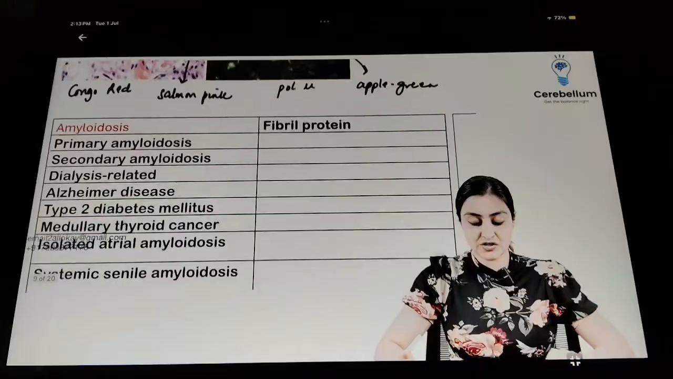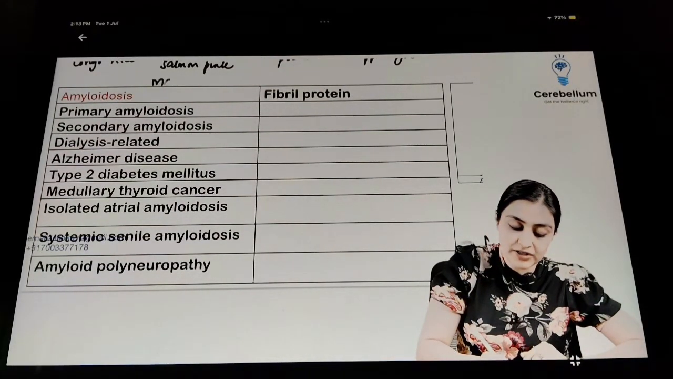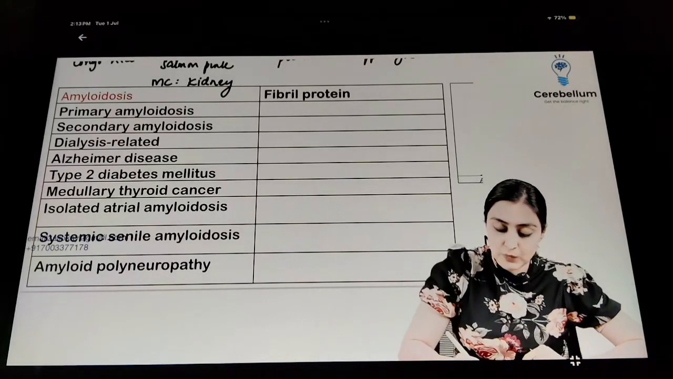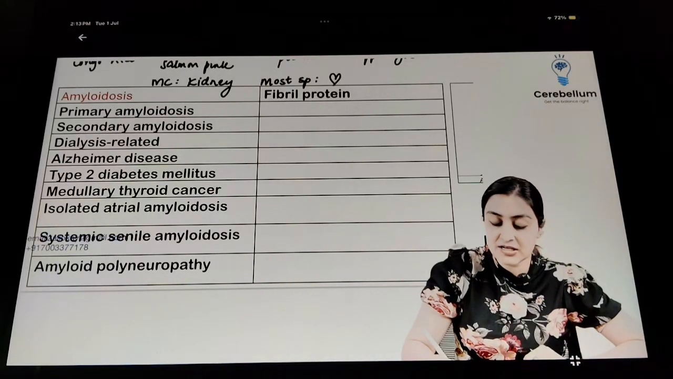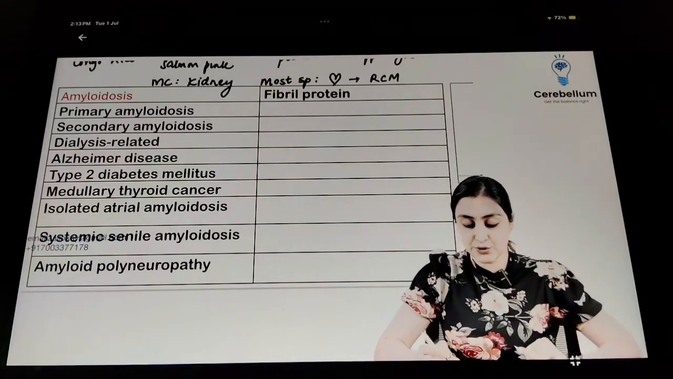The more important questions here are, what is the fibrillary protein that gets deposited? Before I go into the proteins, remember the most common organ affected by amyloid is the kidneys, and we have seen that appearance as waxy kidney in renal. But the most specific organ is the heart, and there we see a restrictive cardiomyopathy pattern, which is also a repeat question. Okay, now let's go to the fibrillary proteins.